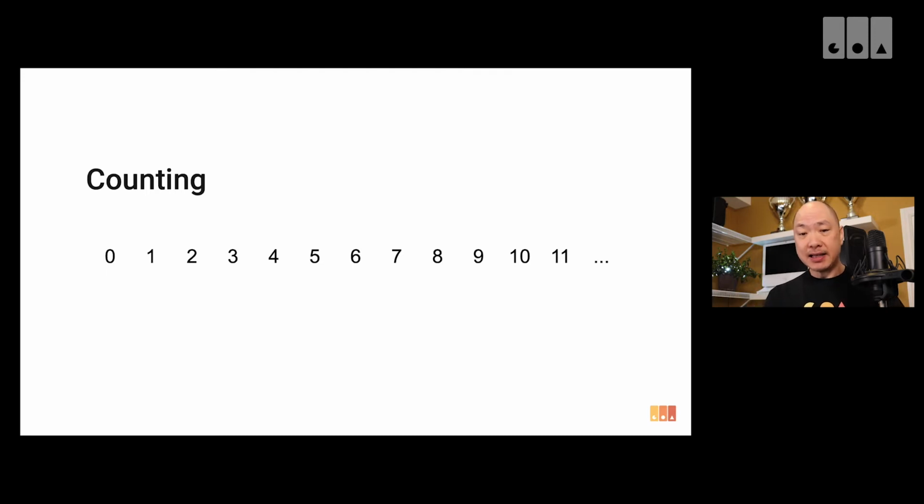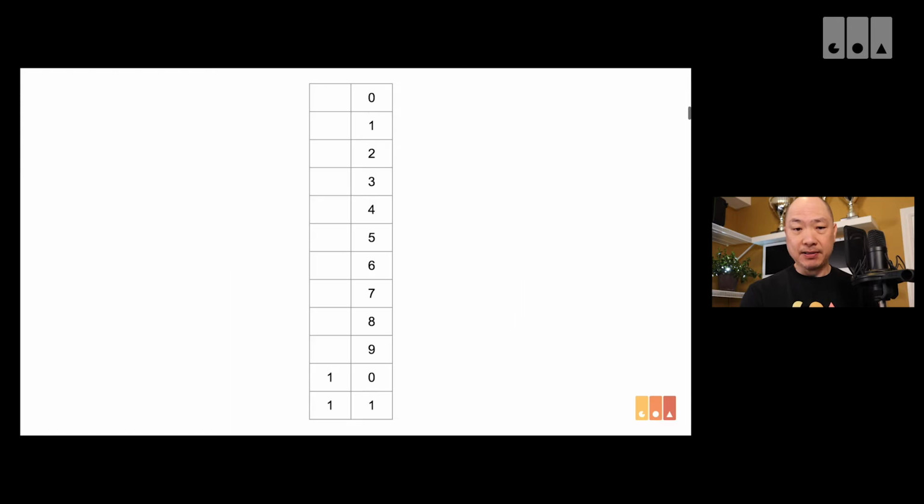But let's see. From 0 to 9, we actually have just one digit representing the numbers. And then when we get to 10, we have two digits representing the number. So 0, 1, 2, 3, 4, 5, 6, 7, 8, 9, those symbols represent a number using one digit. And then when we get to 10, we need two digits to represent the number. Let's see what actually happens there.